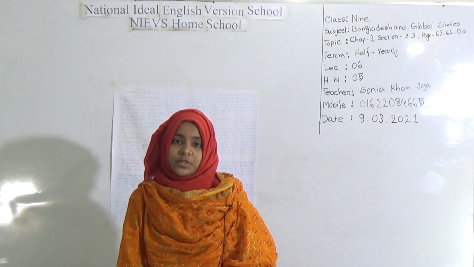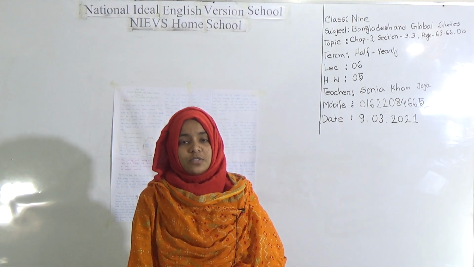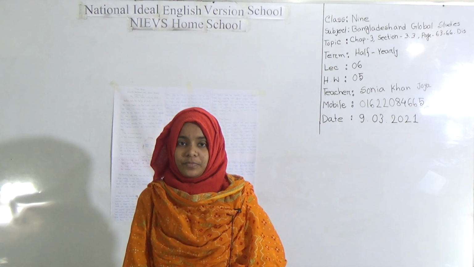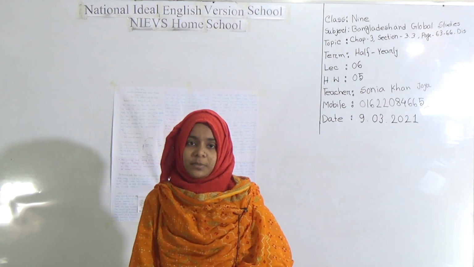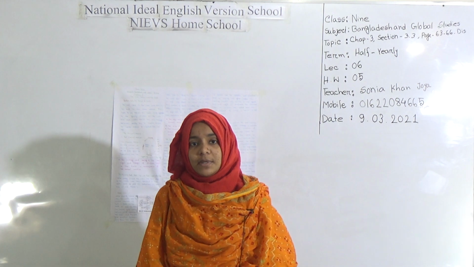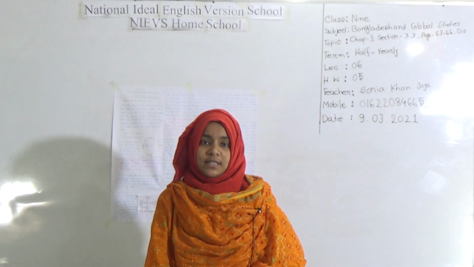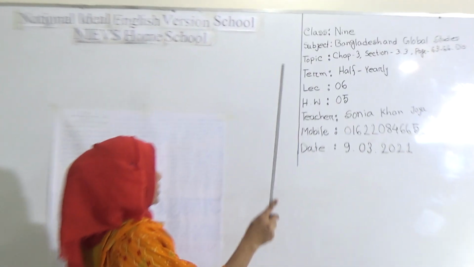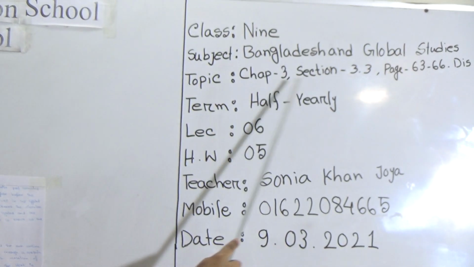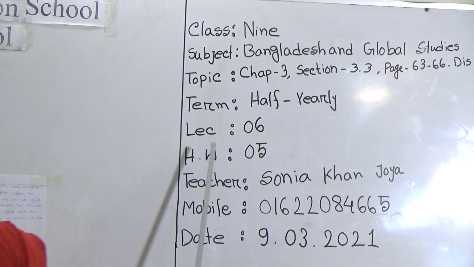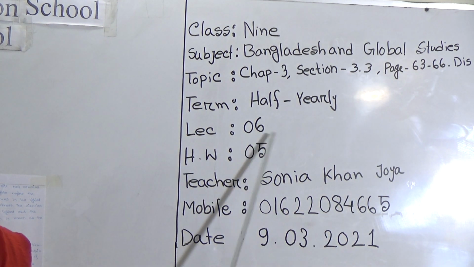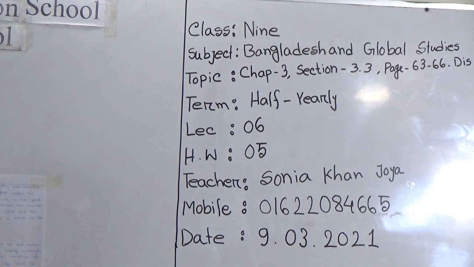Today I am going to take a Bangladesh and Global Studies class for the students of class 9. And our today's topic is chapter 3, section 3.3, discussion, page number 63 to 66. Look at the board, students. Our lecture number is 06. So my dear students, let's start our today's topic.